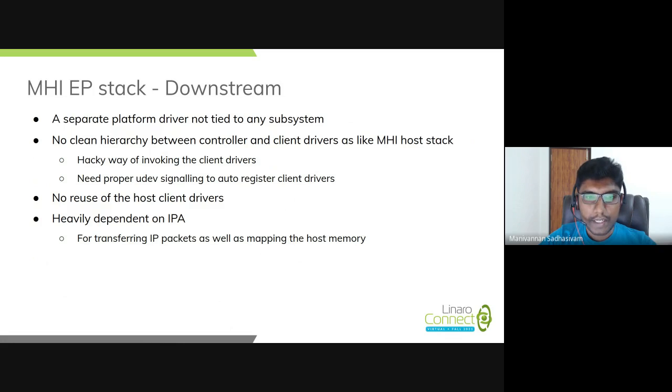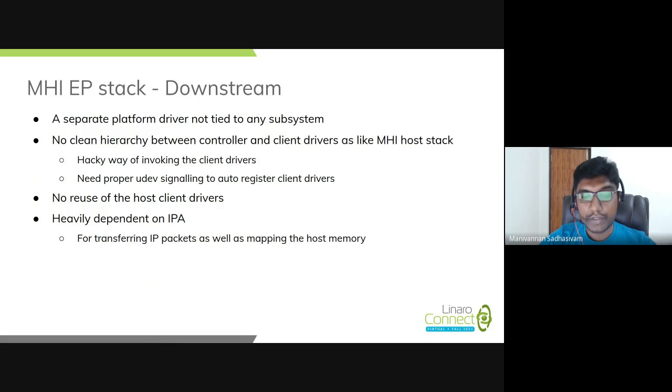There is no clean hierarchy between the controller and the client drivers like in the MHI host stack. The MHI host stack is already available in the upstream Linux kernel repository, and it is used in several host PCs. This MHI endpoint stack uses a hacky way of invoking the MHI client drivers, and it doesn't use the uevent mechanism for signaling the auto registration of client drivers.